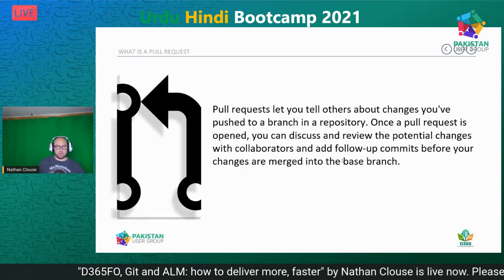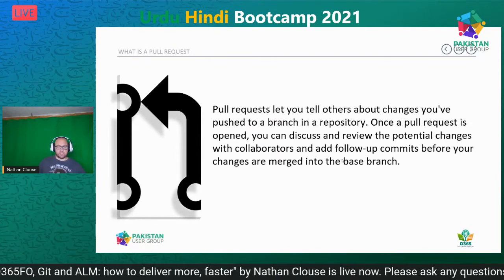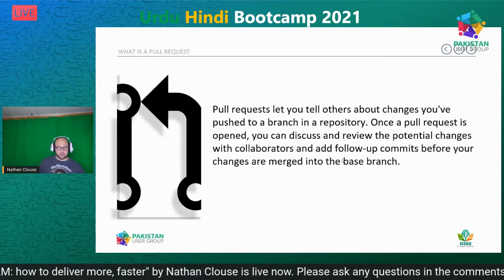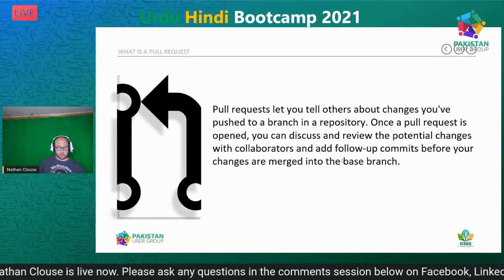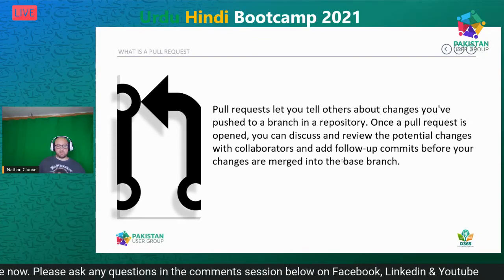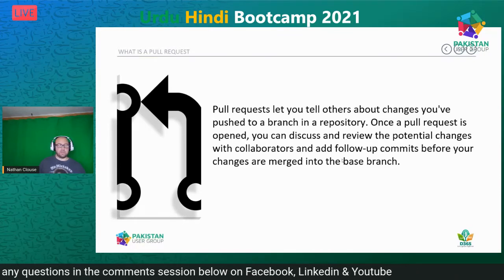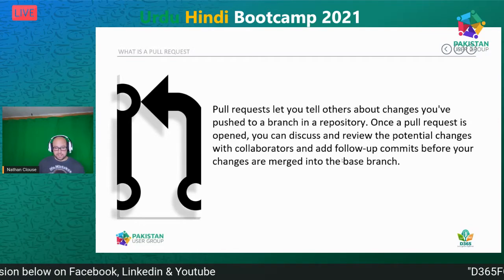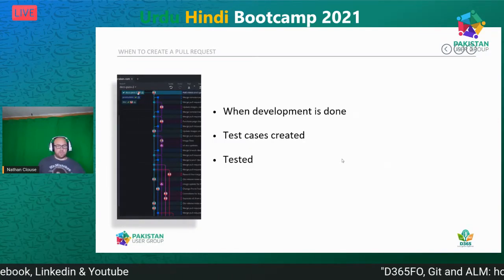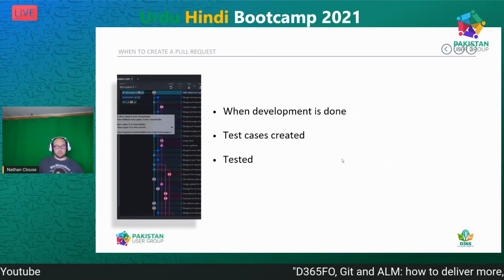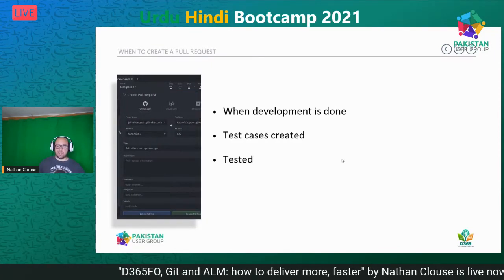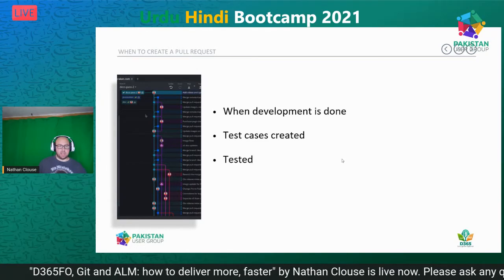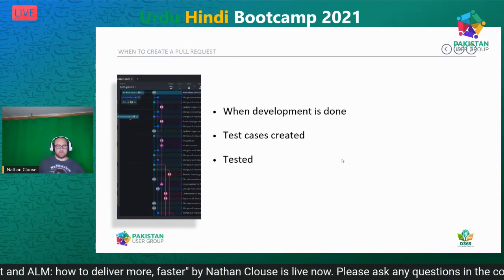So real quickly, what is a pull request? A pull request just lets everyone know you think you've done your work. You want to discuss and review any potential changes, and then have that be accepted into the branch you're pulling it to. When to create a pull request? Obviously, when development is done, ideally when your test cases are created and it's been tested. That can be difficult.